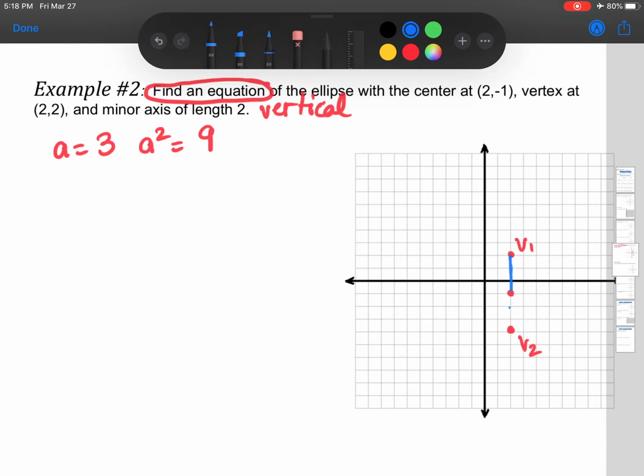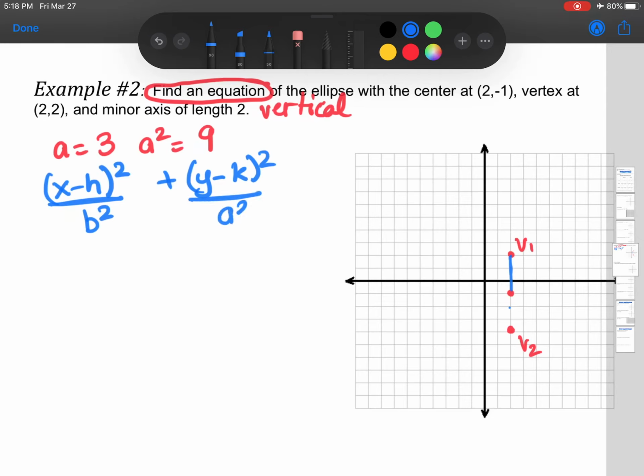Okay, so now it's a vertical. So let's write down the equation of the vertical ellipse. It is (x minus h) square plus (y minus k) square, it's an ellipse, and this would be over. If it's a vertical, the a square goes under what? The y. So I already know my a. I know my h and k, which is the center, which is given to you.